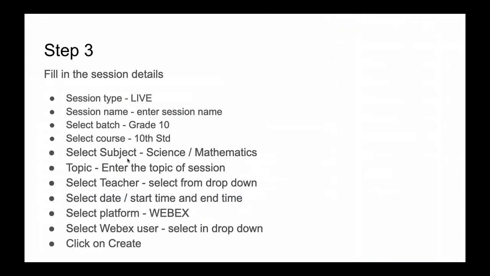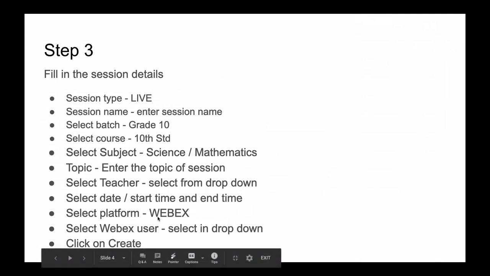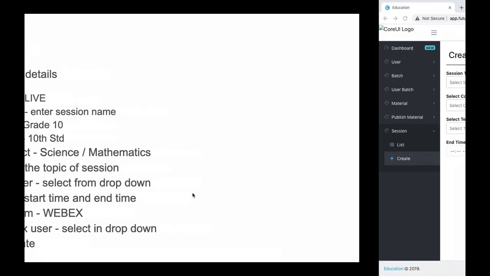Now the third step is we have to fill in this form with the following details. Like session type we have to select live, session name we have to enter the session name, select batch we have to select grade 10, select course we have to select 10th standard, select subject we have to select whether science or maths, then we have to enter the topic, then we have to select the teacher, then select the date for the live session and time and start time and end time of the live session, select the platform and create. Now we will do that.